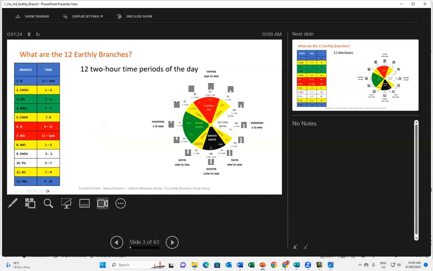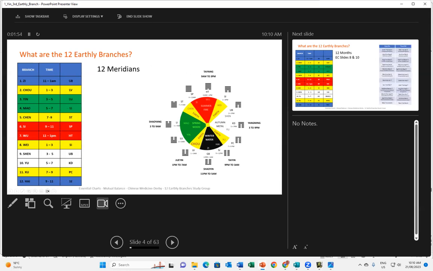The first Earthly Branch is Zi, Gall Bladder in winter. So that's right down the bottom of the chart here. That's Shaoyin, and it runs from 11 p.m. to 1 a.m. And then we follow the meridian cycle through the branches: liver, lung, large intestine, stomach, spleen, heart, small intestine, urinary bladder, kidney, pericardium, and Sanjiao, which we can see evidenced within the 12 meridians.